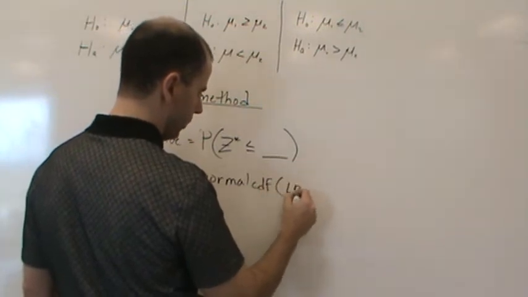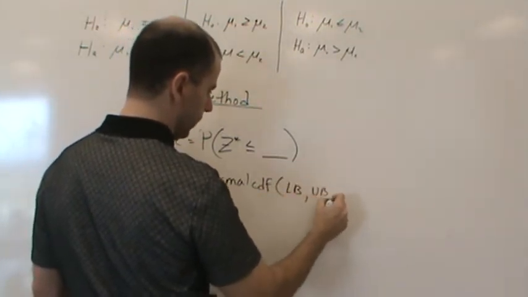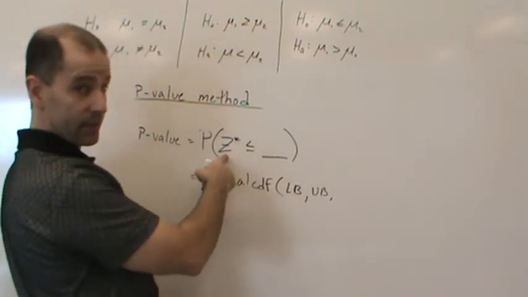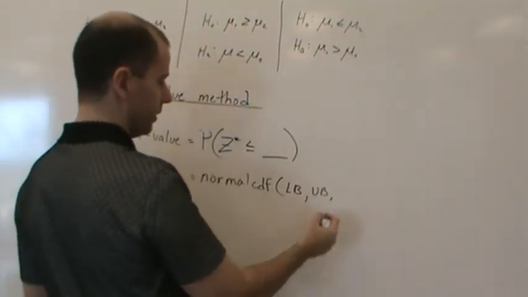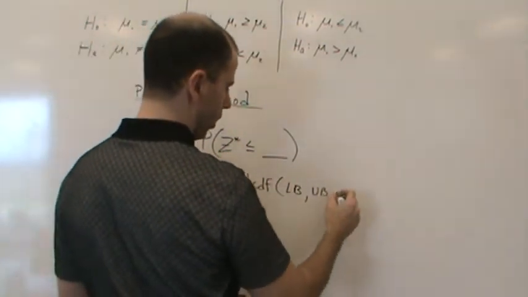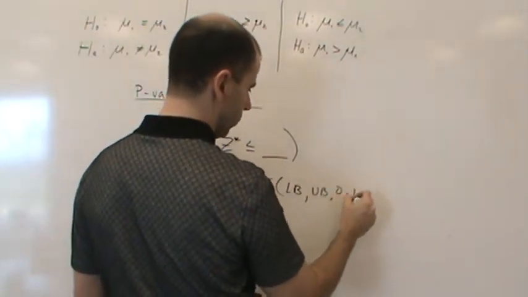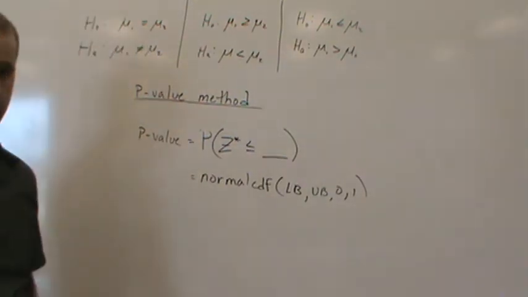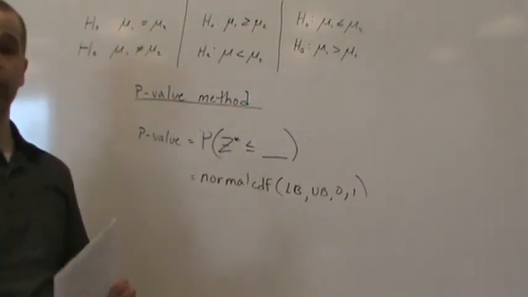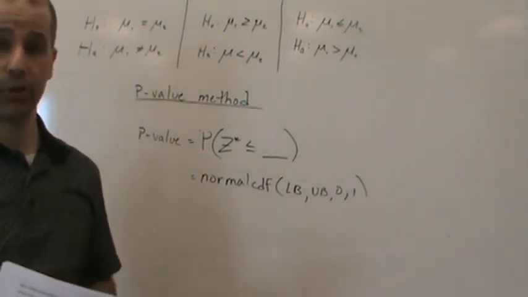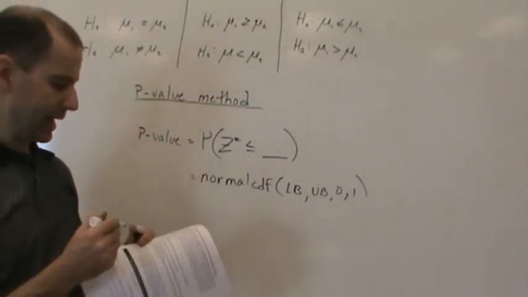Put in the lower bound, followed by the upper bound, and then since I'm dealing with a z-score, it's a standard normal curve. So the mean and the standard deviation are always going to be the same, 0, 1. And I'm done. So this is the p-value method. Then once you get the p-value, you just compare it to alpha and you're done. Okay? So that's the idea.